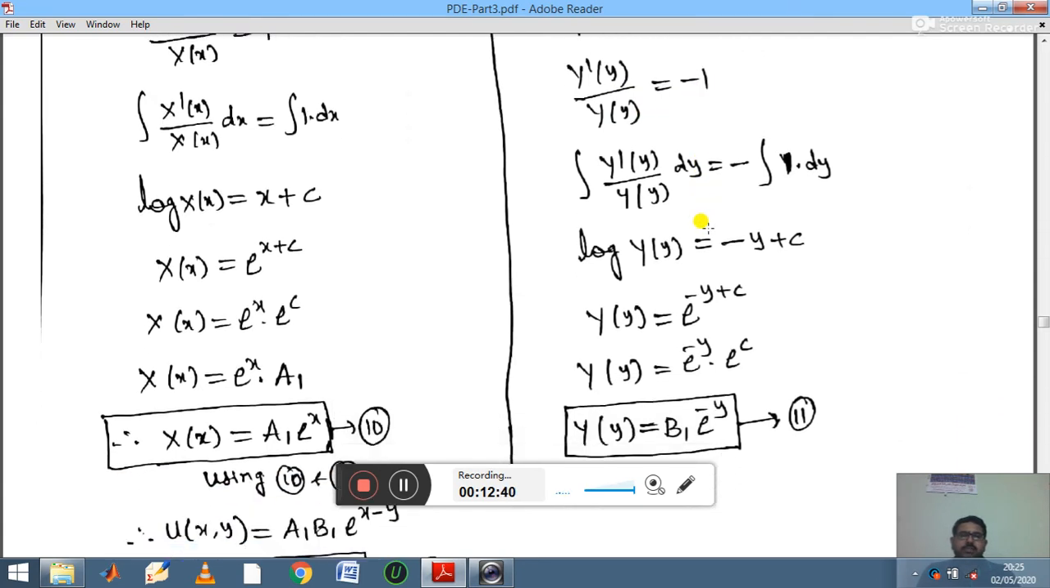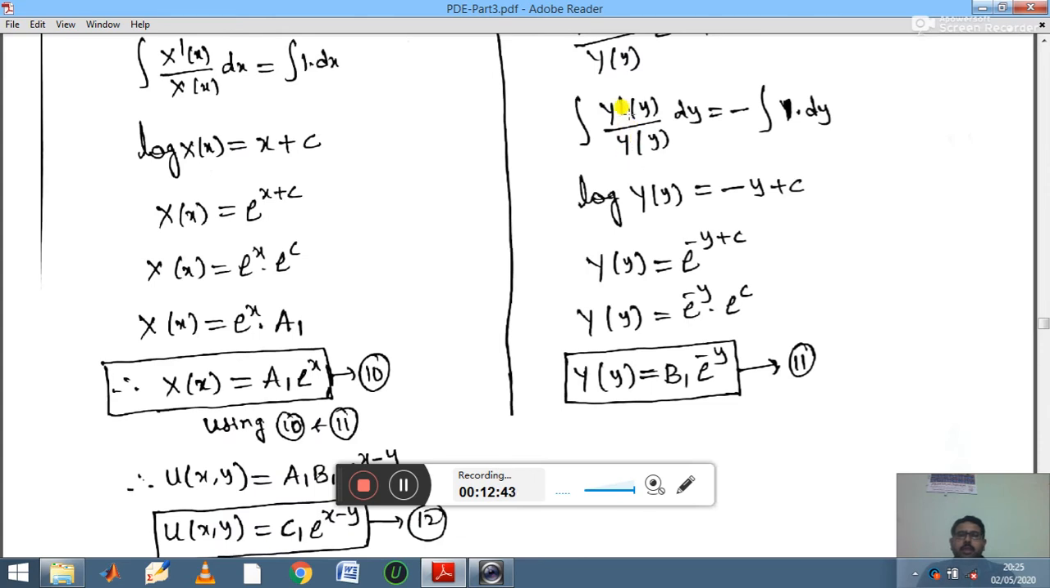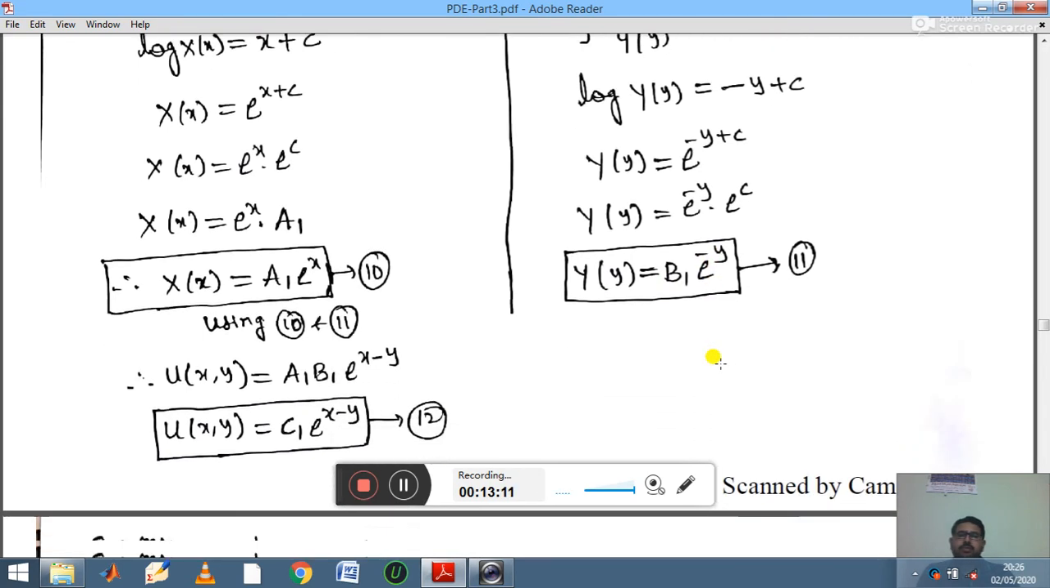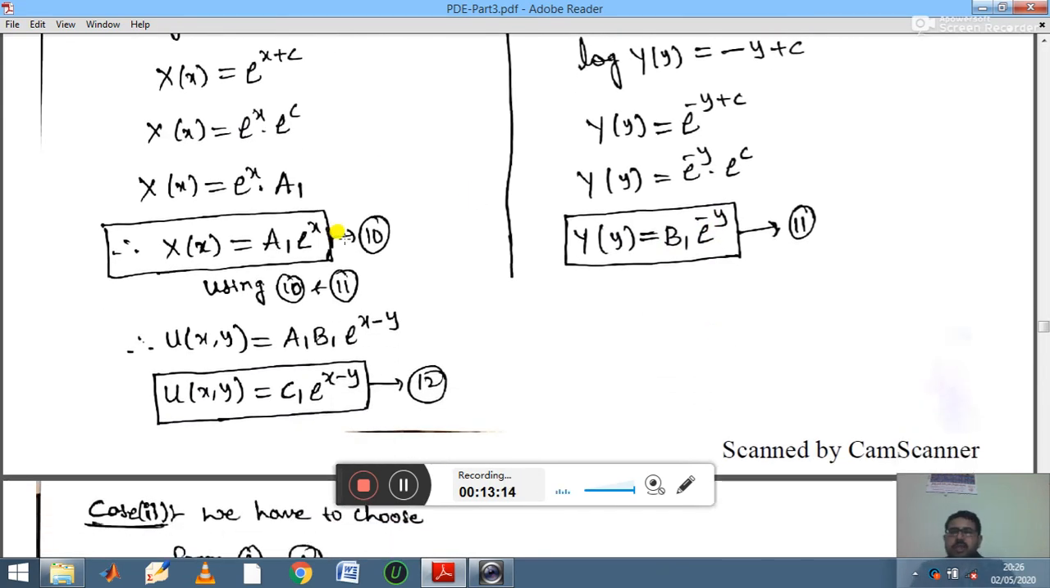Integrate both sides with respect to y. Then integration of the LHS gives log Y of y, equals integration of 1 gives y, minus y plus c. Then send log to the RHS, Y of y equals e power minus y plus c. Split this exponential function, e power minus y into e power c. In place of e power c, use the new constant b1. Then Y of y equals b1 into e power minus y is the solution of the second differential equation. Equation 10 is the solution of one differential equation, and equation 11 is the solution for the second one.